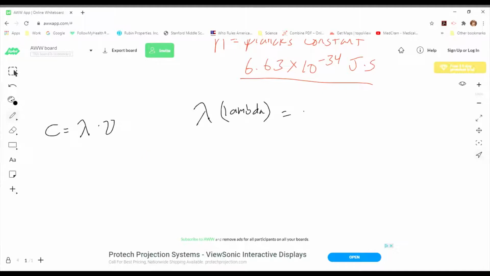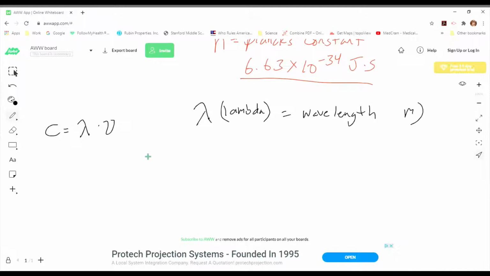That is the wavelength of light. Usually the wavelength of light is in meters. Sometimes you'll get it in nanometers or something else, but you need to convert it to meters. It has to go in meters in this equation.